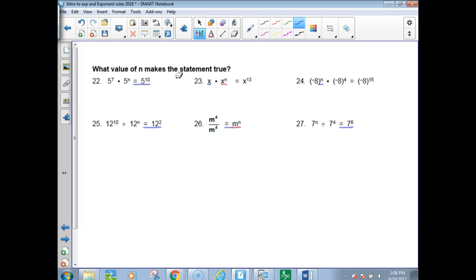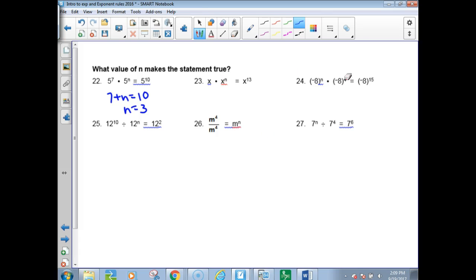Find the value of n that makes the statement true. So we're kind of going in reverse with the idea. If 5 to the 7th times 5 to the n was equal to 5 to the 10th, what would n have to have been? Since the rule would be to add the exponents, you would need n to be a 3. Okay, if I wanted to show you how to do that algebraically, which probably isn't really necessary, it would be this. 7 plus n is 10, and then n would be 3 by subtracting 7 from both sides. That makes sense?